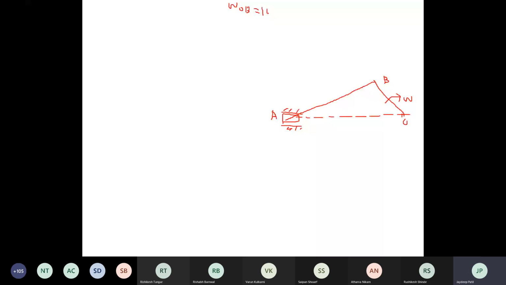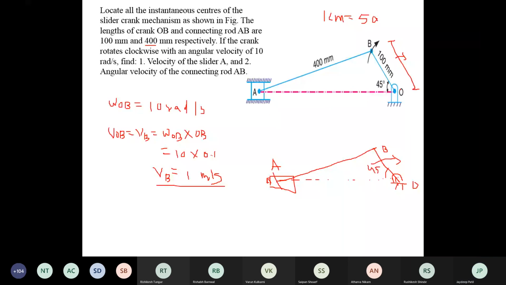Now next, you have to mark the links, the number of links in the given mechanism. First number to whom? The fixed link gets the first number. This mechanism is fixed at O and at the slider's guide. Wherever fixed points are there, I will mark it as 1. Here is the 1.